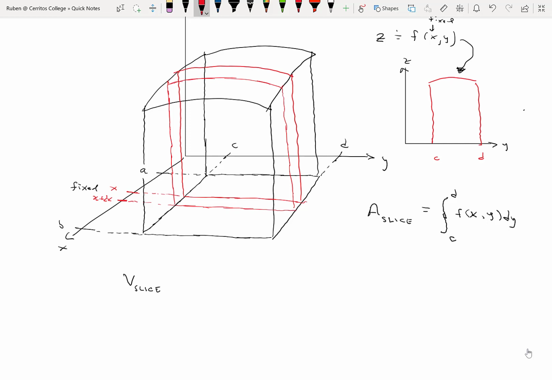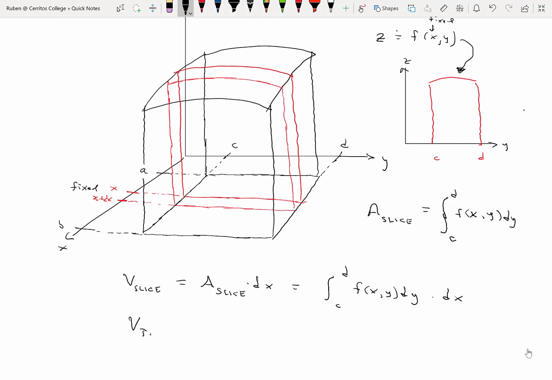That volume is nothing more than the area of the face of the slice times its width. So the volume of that one slice is nothing more than the area of the slice times dx. But the area of the slice is the integral from c to d of f of x, held constant, y, integrated with respect to y, and then multiply that by dx. Okay, now here's the question of the ages. How do I get the total volume of the loaf of bread? By adding up all the volumes of all the little slices of bread that make our individual sandwiches.